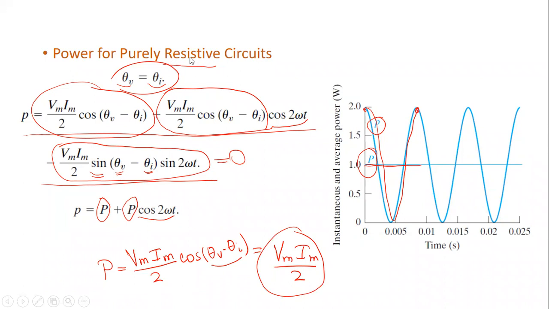So this is how to calculate the active power in a resistor. This is in the case of a resistive circuit, where theta V, the phase angle of the voltage, and the phase angle of the current are equal to each other. Any questions, please, on this slide? Okay.